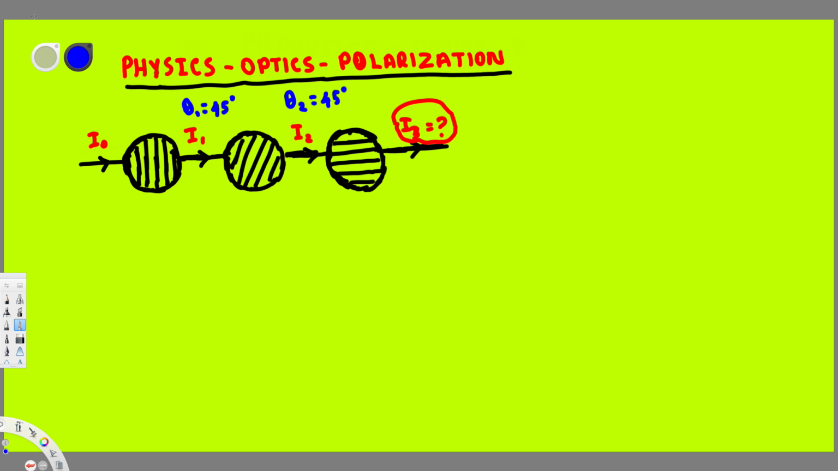Let's try this problem right here. Here we have three polarizers and the light is passing through these polarizers, and the question is asking what is going to be the intensity after the light passes through the third polarizer, right? So we are trying to find this I3. Now let's see how we can find it.